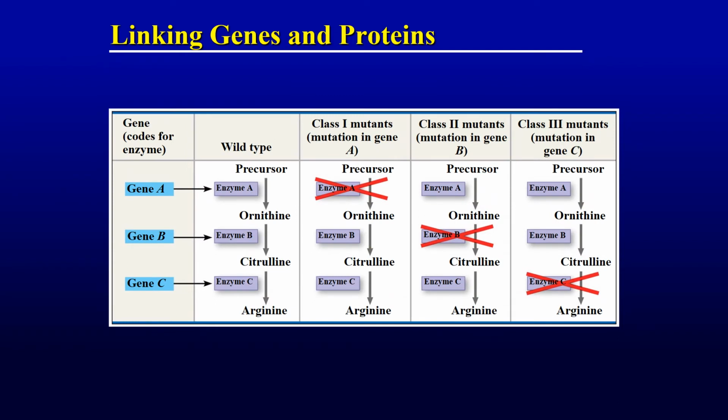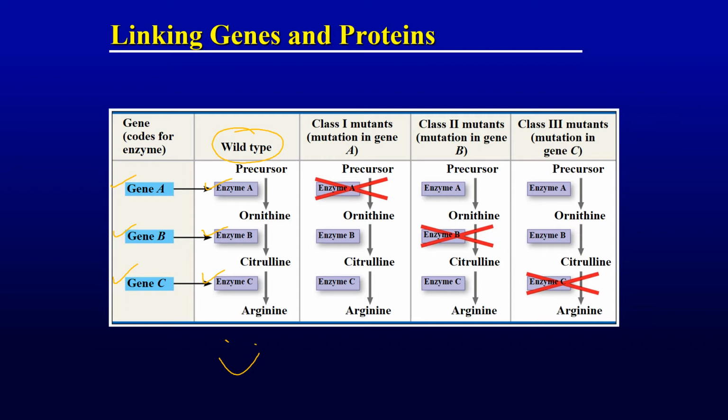Alright, so this table helps explain a little bit more about the biochemistry and what mutations occurred in what genes to generate those different media. So here we've got our wild type. And the wild type, of course, has a fully functional gene A, so it can produce enzyme A and convert the precursors into ornithine. Fully functional gene B, it can make enzyme B, convert ornithine into citrulline, and it's got a fully functional gene C, so it can make enzyme C, convert citrulline into arginine, and our wild type can grow just fine on that minimal media.